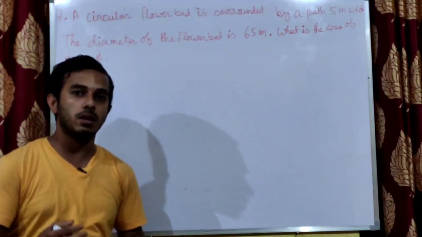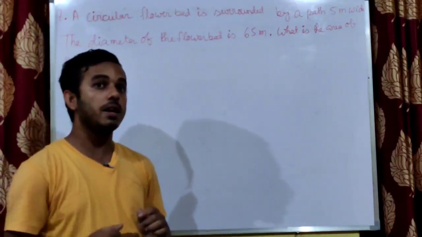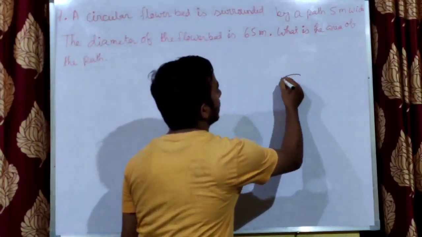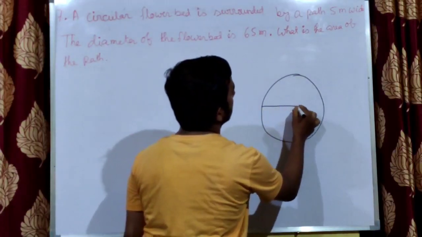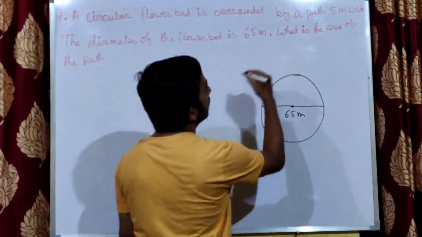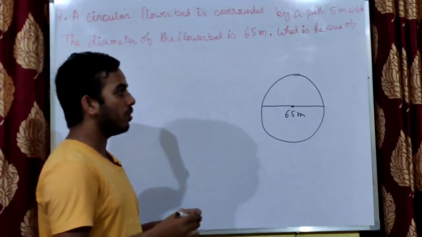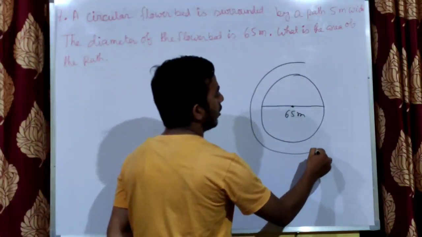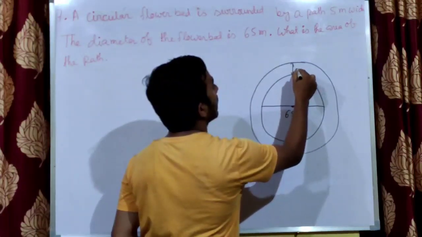Here we have a circle. Now consider you are a gardener, right? You have a garden which is circular in shape. Suppose this is your garden and it is circular in shape, and its diameter is 65 meter, right? Another thing, if you have a garden, you must have a path around it, right? So you have your path whose width is how much? Its width is 5 meter.